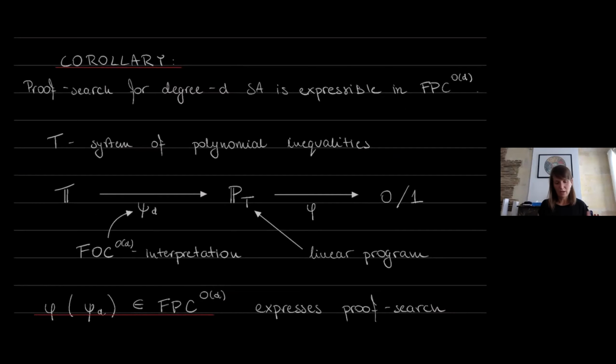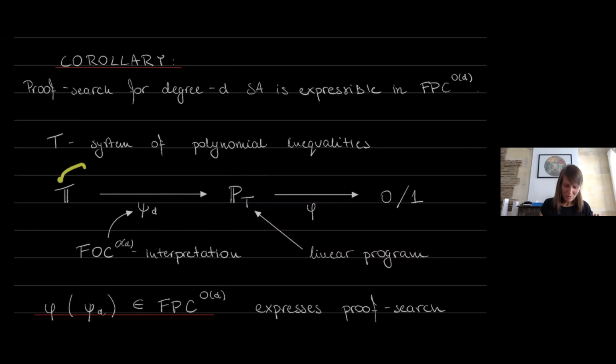So let's just have a look at how it goes. We start with a system of polynomial inequalities. For the logic, we just encode the system as some structure. Then it is easy to do from the encoding of a system of polynomial inequalities. We can produce an encoding of this linear program, which expresses the fact that there exists a degree D Sherali-Adams refutation. We can do this using first-order plus counting formulas. This is just to give you an intuition. You basically write a bunch of formulas which use the power of first-order logic, plus you have this extra structure which allows you to count.